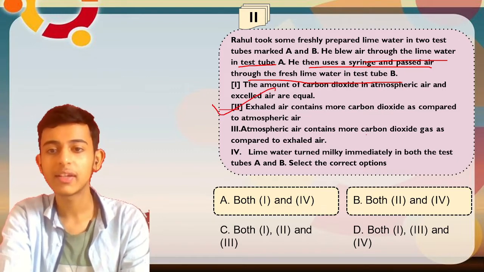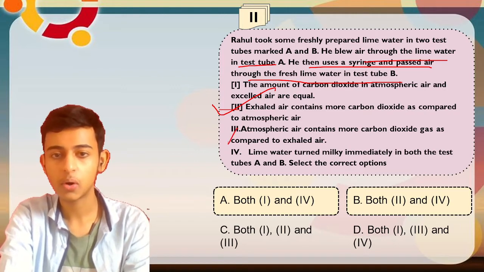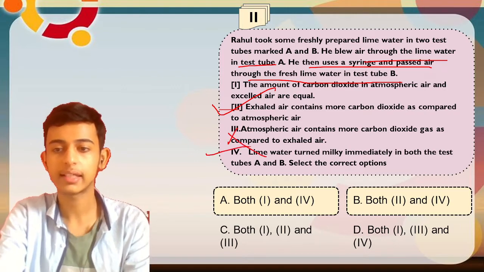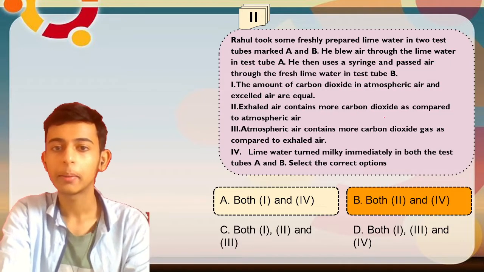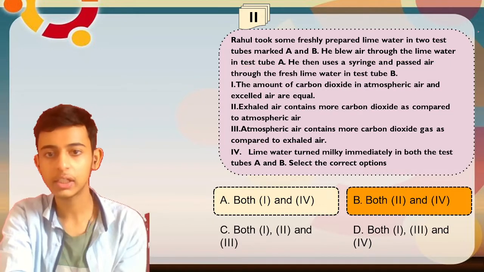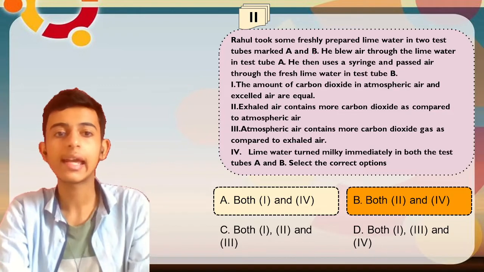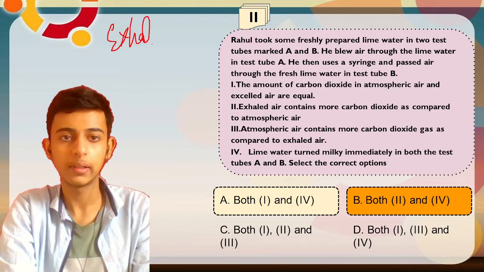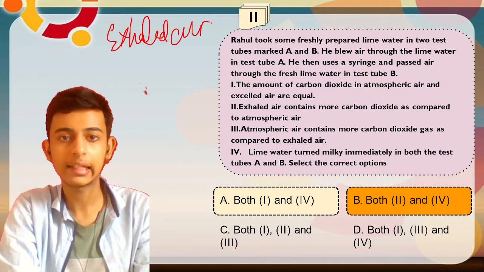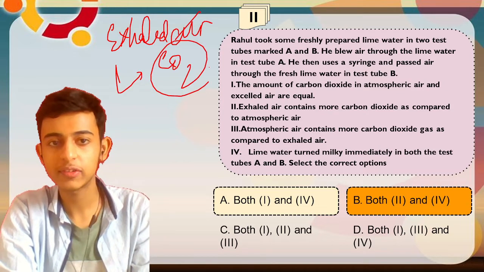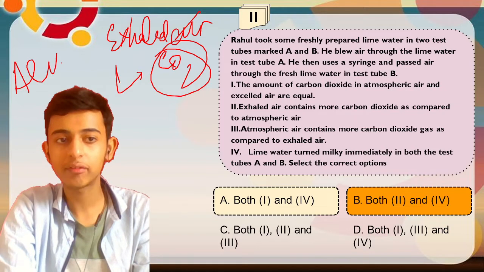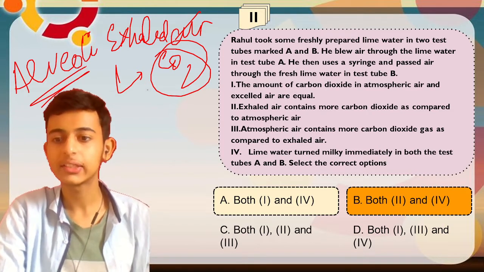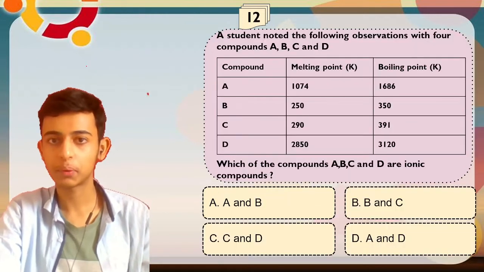Correct. Atmospheric air contains more carbon dioxide. Wrong. Lime water turned milky immediately in both the test tubes. Yes, correct. So the answer is 2 and 4, because equal is wrong. They are not at all equal. Exhaled air that we are exhaling would definitely have a lot of CO2 gas because you know what happens in alveoli. I hope you all are aware about it. The answer is 2 and 4.